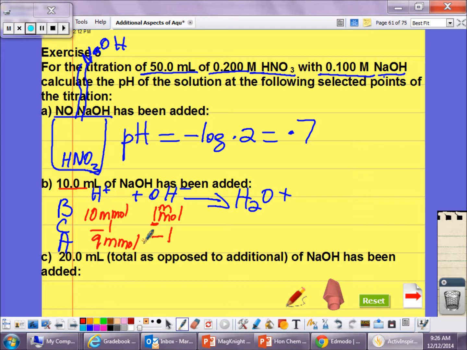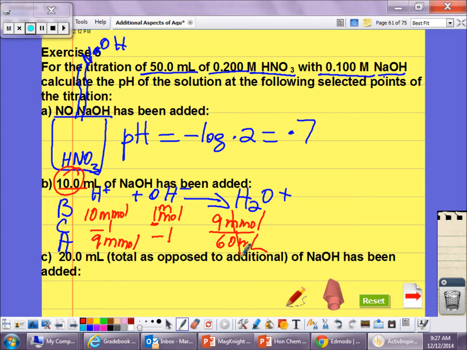So now I need to use the same formula. Let me take my 9 millimoles. Let me tell you a common mistake right now. Divided by total volume. Students forget to do total volume. What is the total volume? Remember, I already have 50 and I added 10. The total volume is 60 milliliters. If you want to convert, that's fine, but there is no need. So the milli cancel out, I have moles over a liter.